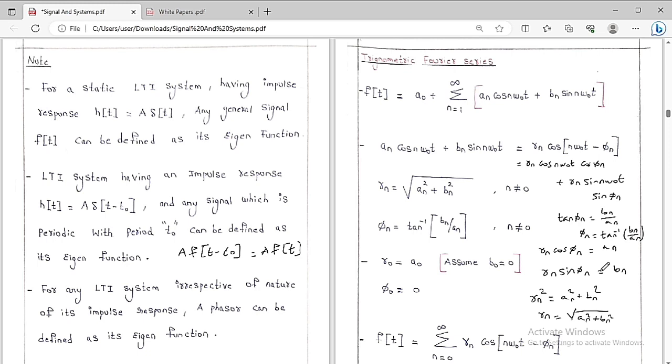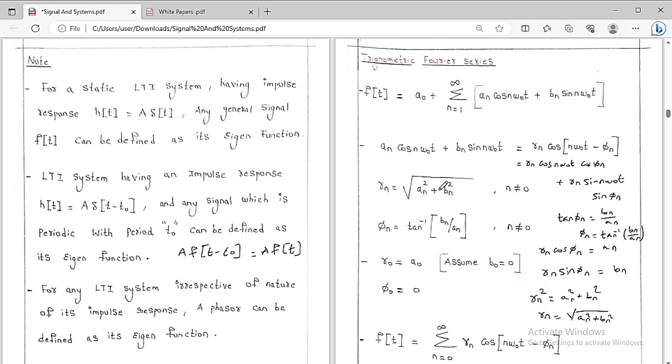Now I will divide equation 2 by equation 1. Then we are going to get Rn cancels, so tan phi n is equal to Bn by An. So phi n is equal to tan inverse of Bn by An. Therefore we can say An cos n omega naught t plus Bn sin n omega naught t we can write as Rn cos of n omega naught t minus phi n. What is Rn? Rn is equal to under root of An square plus Bn square. And what is phi n? Phi n is equal to tan inverse of Bn by An.